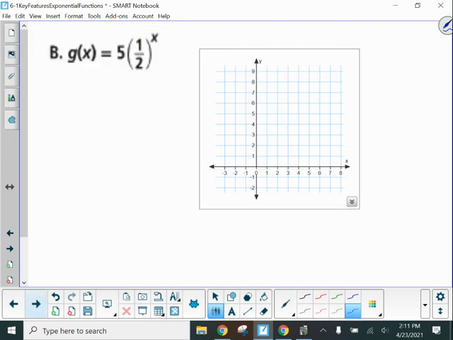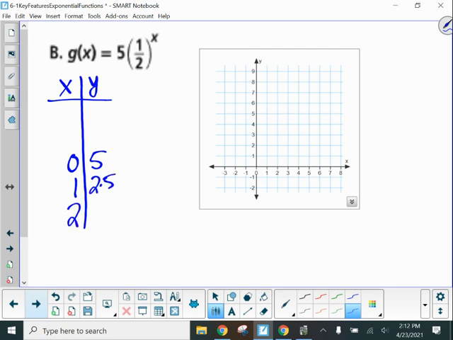Now we can adjust exponentials. We can multiply by different things, and we can add and subtract things from them to change the different values that we have. So we have this one, 5 times 1/2 to the x power. If I look at my table for this one, I'm going to call that y instead of g of x, but you get the same thing both ways. Again, starting with 0, 1/2 to the 0 power is 1, times 5 is 5. If I plug in 1, 1/2 to the first power is 1/2, times 5 is 5/2, or 2.5.